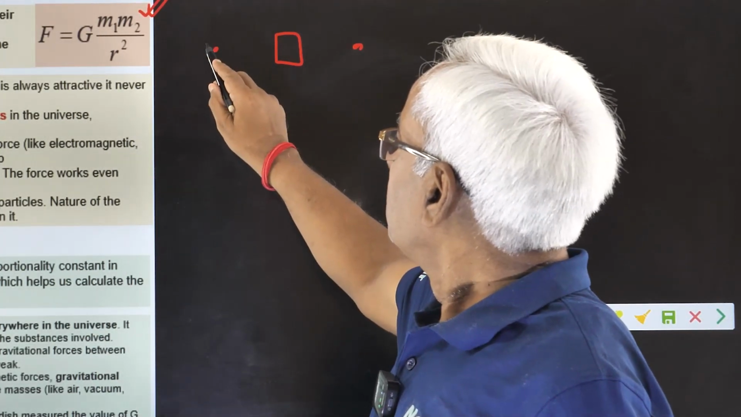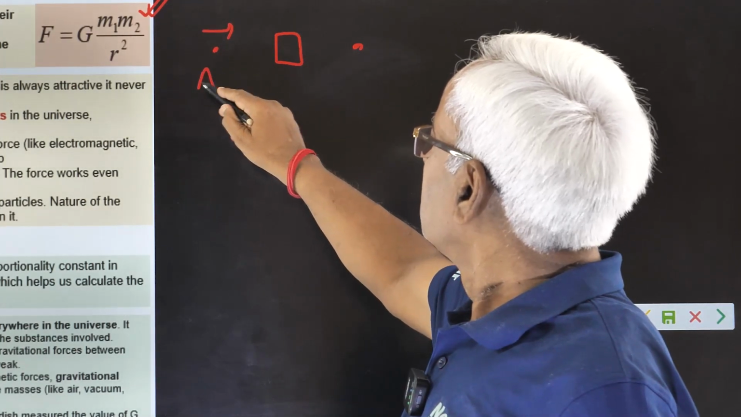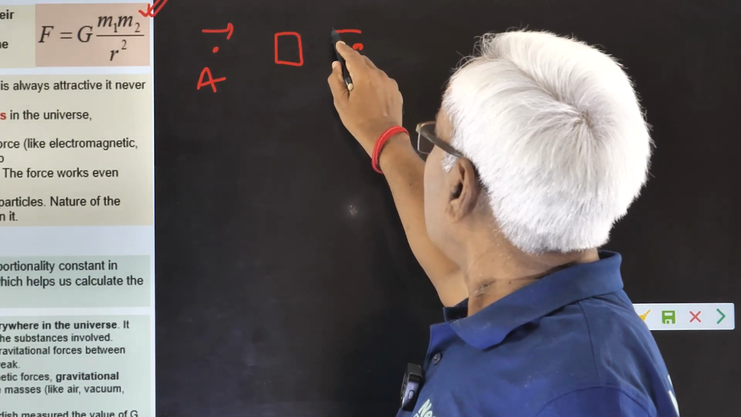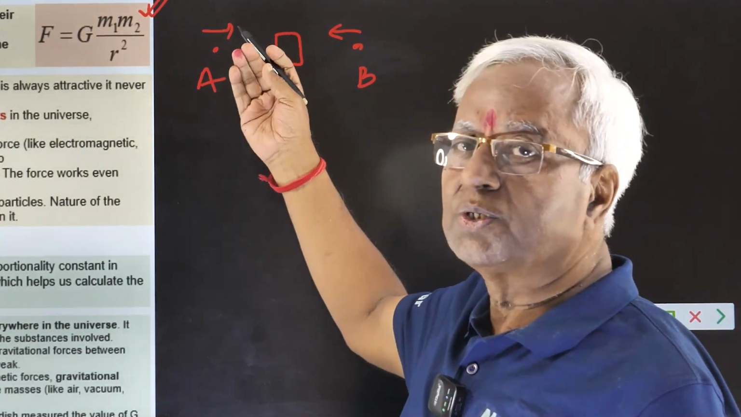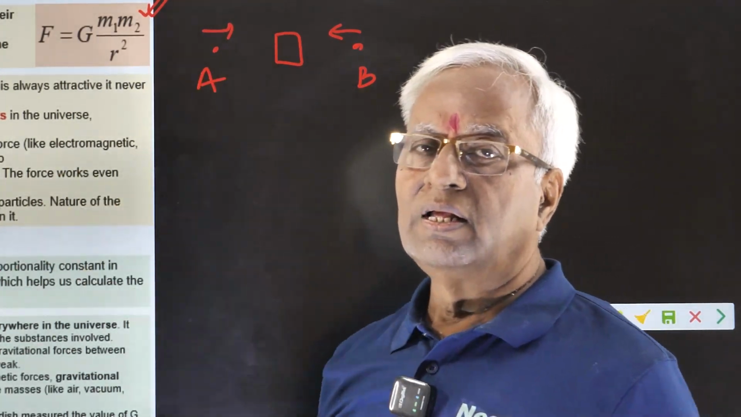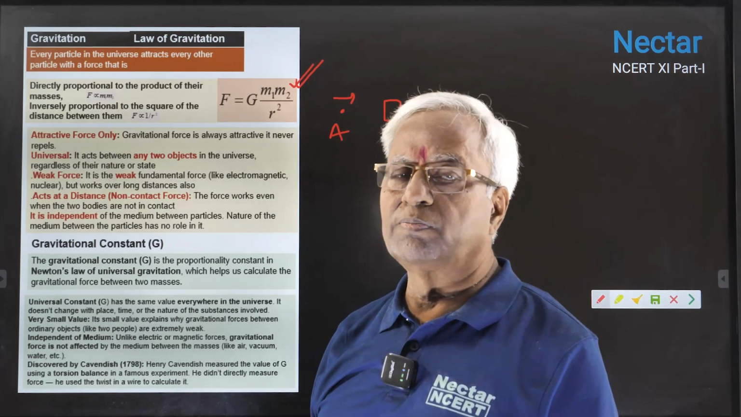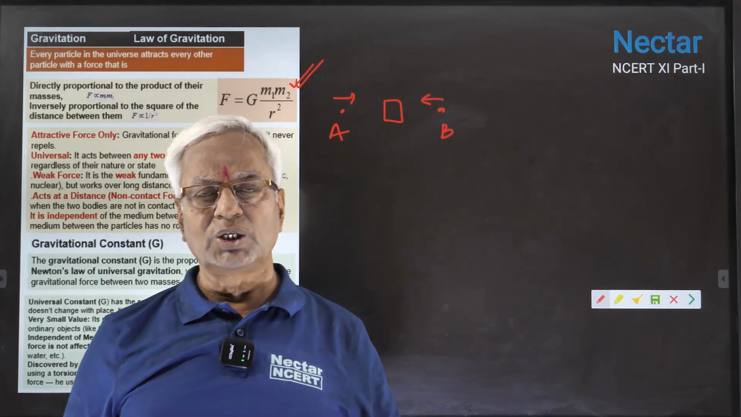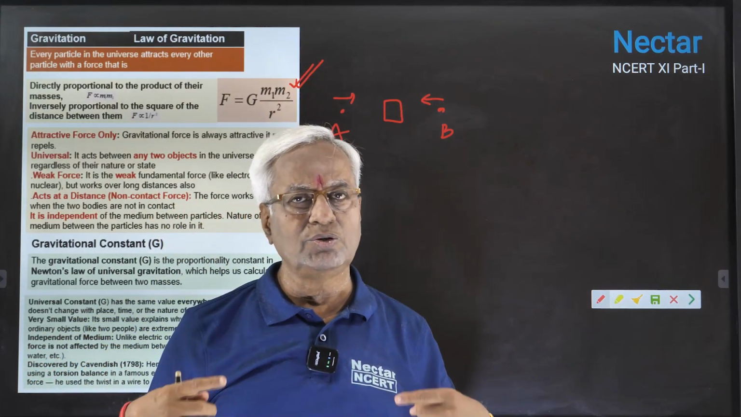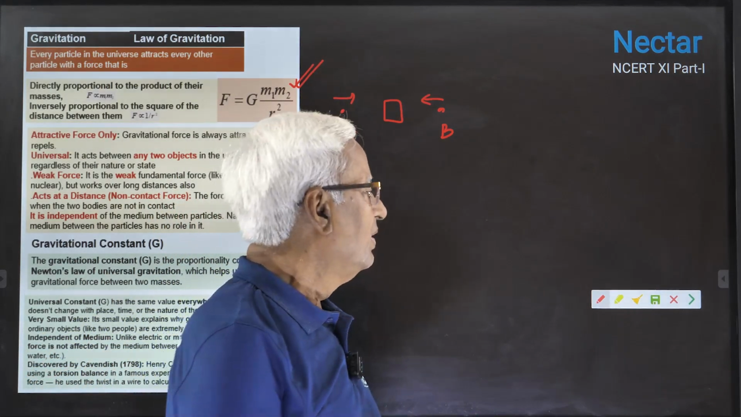Means it will apply the force on the other that will remain unchanged whether third block is introduced here in between or not. Moreover, this force is always applied equally by both on each other. This force is always along the line joining them.